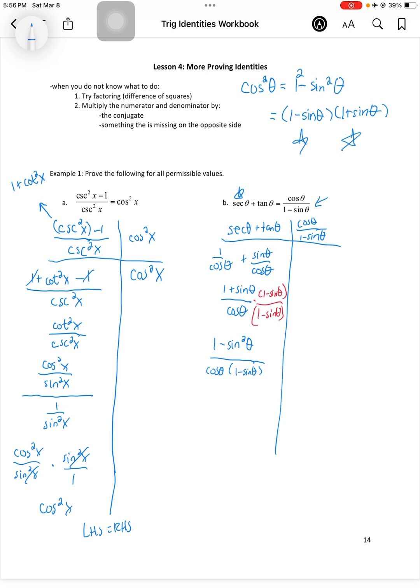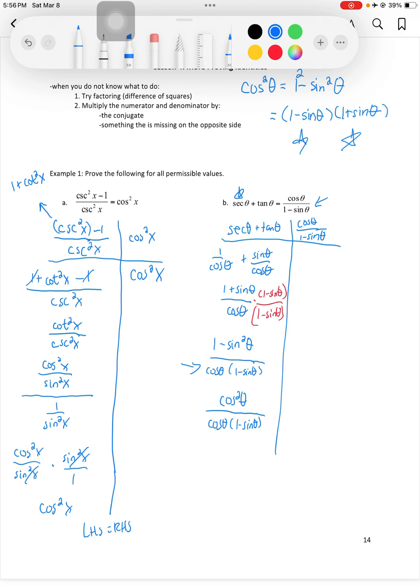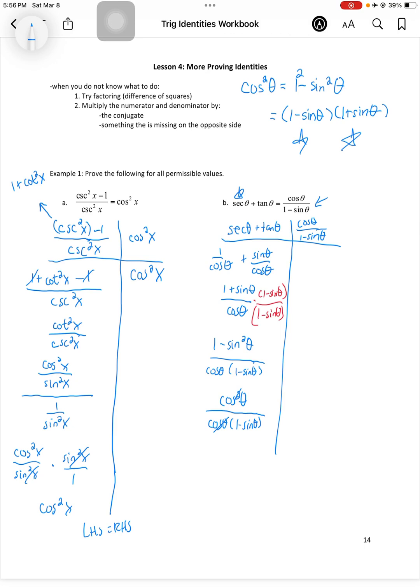And then now, what can I change? So here, if you look at your numerator, 1 minus sine squared theta, this is going to become cos squared theta. So cos squared theta all over cos theta times 1 minus sine theta. So one thing I forgot to mention, when you're at this stage here, do not FOIL it quite yet. Check if your next step will allow you to cancel anything out. And it can. So here, the cos theta cancels, and only a single cos theta at the top cancels. So now we're left with cos theta all over 1 minus sine theta. And now left-hand side equals right-hand side.